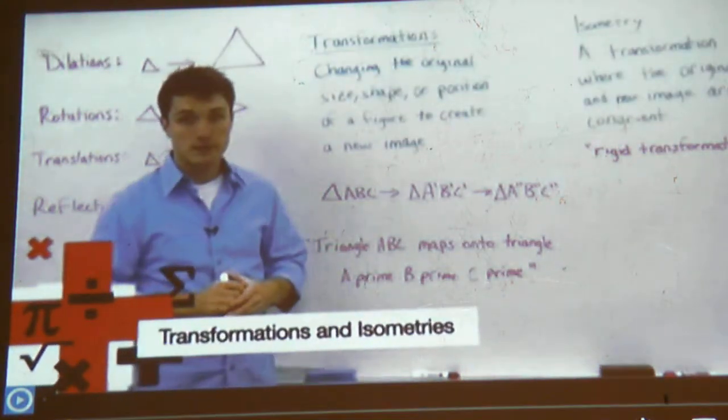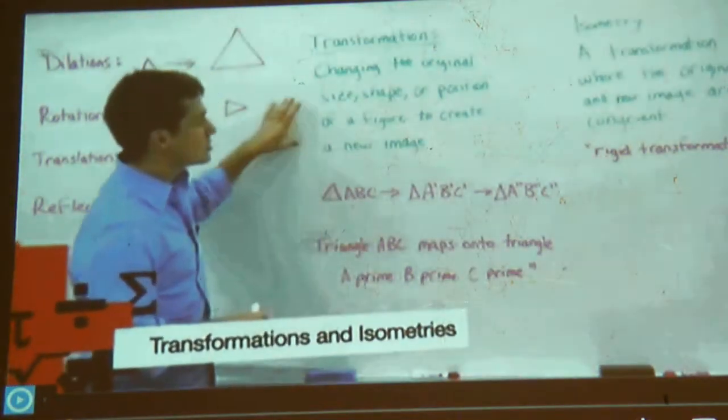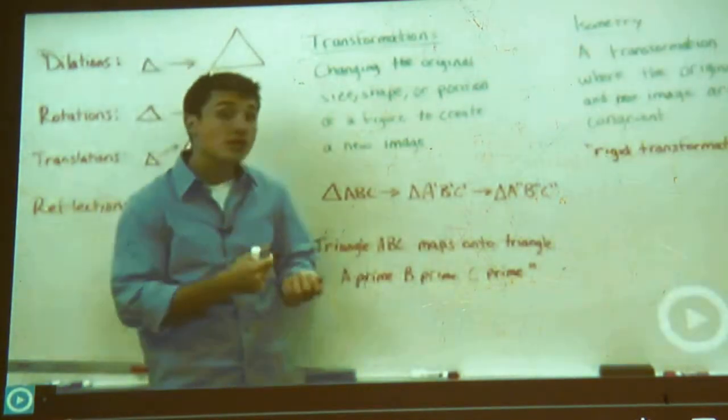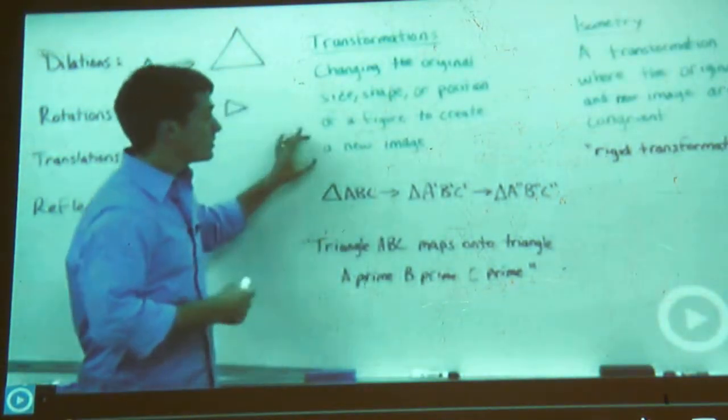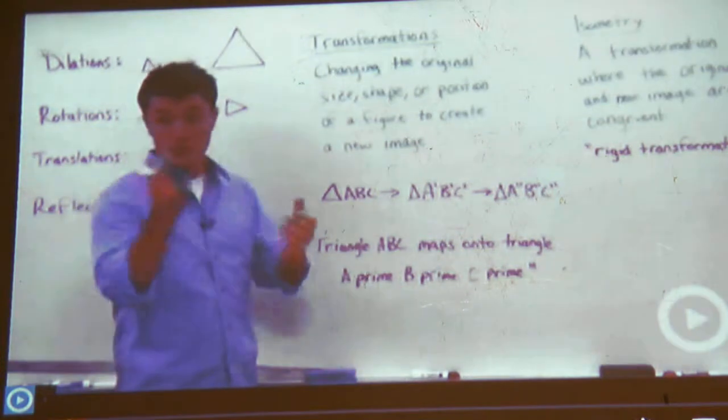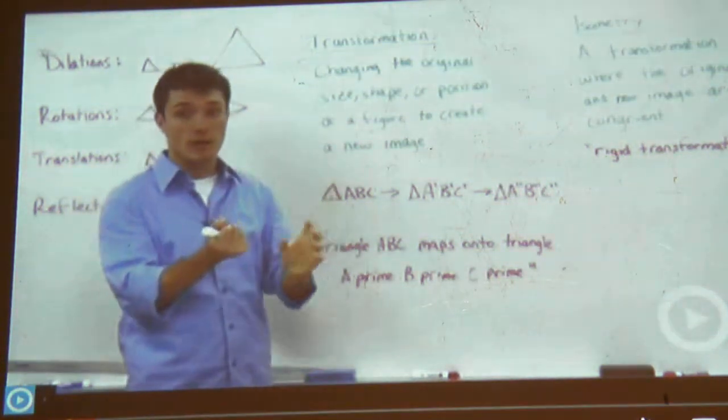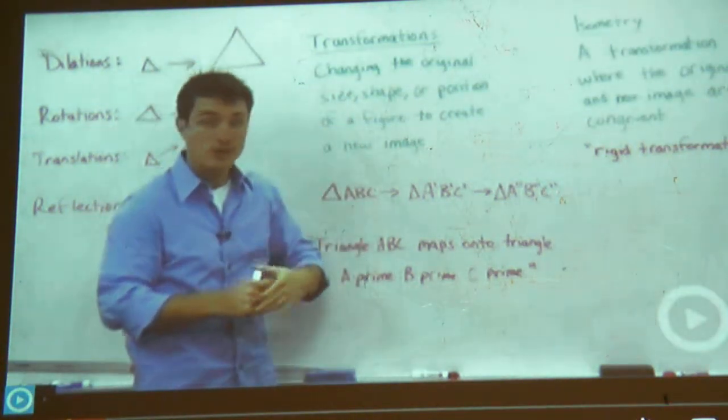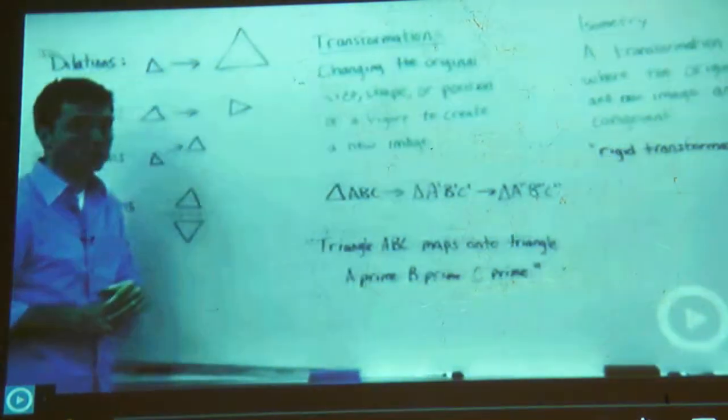Transformations in geometry. Basically what they are is changing an original size, shape, or position of a figure to create a new image. So you're going to start with something and you're going to change it in some way and end up with a new image. Now there's 4 types of transformations.